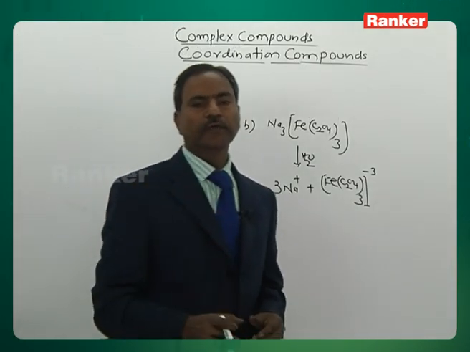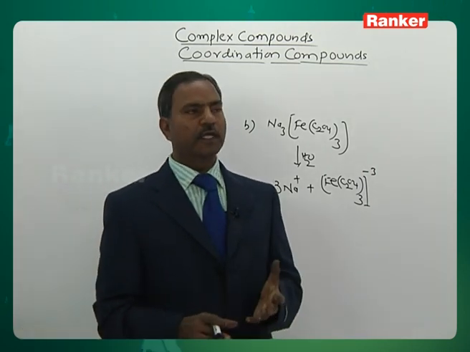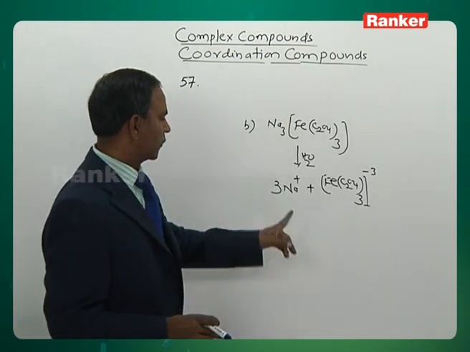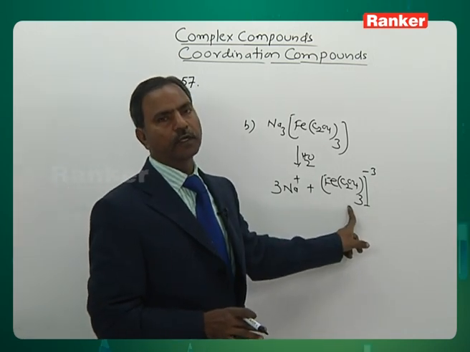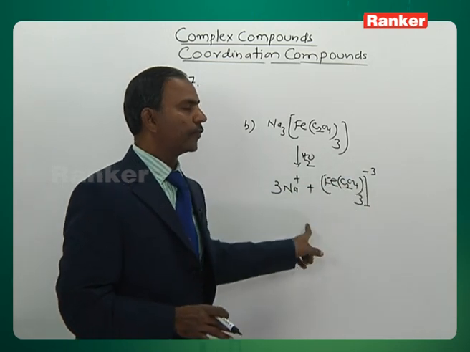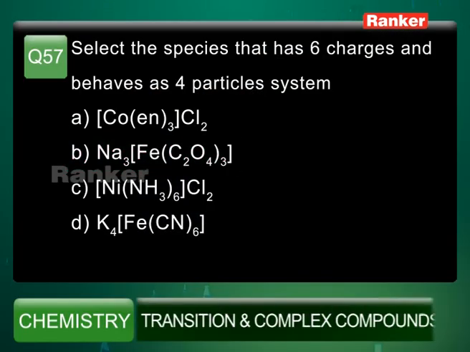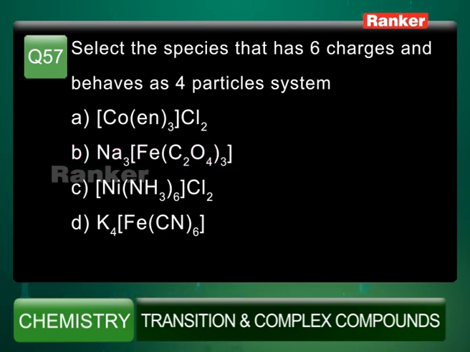So, for the question, select the species that has 6 charges and behaves as a 4 particle system. Clearly, we are looking at 3 plus 1, 4 particles, and charges 3 and 3, that is 6 charges. So, option B is the correct answer here. So, for question number 57, the answer is B.